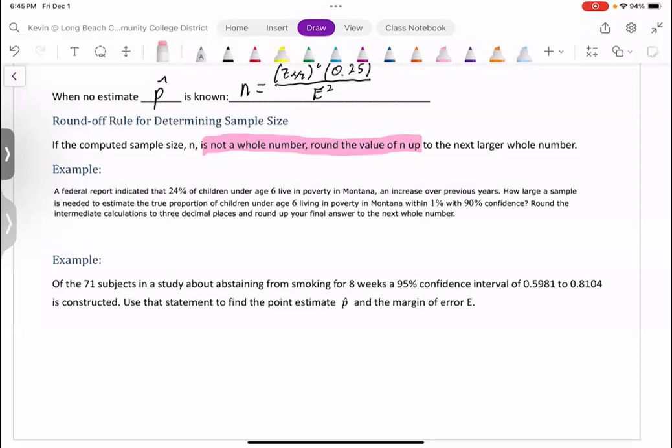All right, so let's talk about what we have. This is our p hat, which means our q hat is 1 minus that. We have an error of 1%. That is right there. And we have an alpha based on our confidence level of 10%, which means alpha over 2 is 5%.